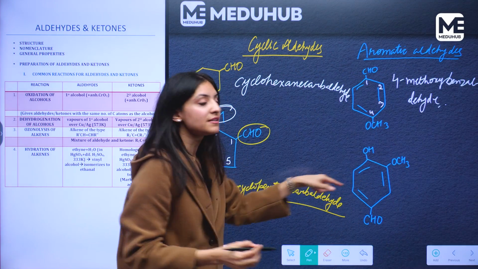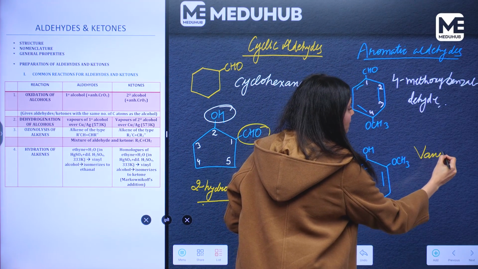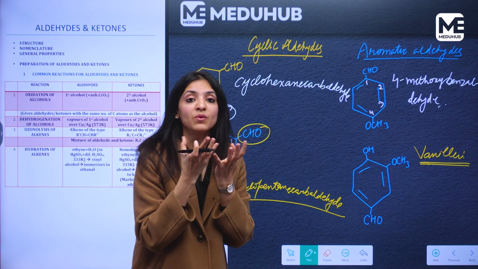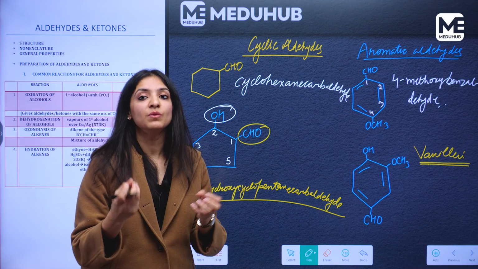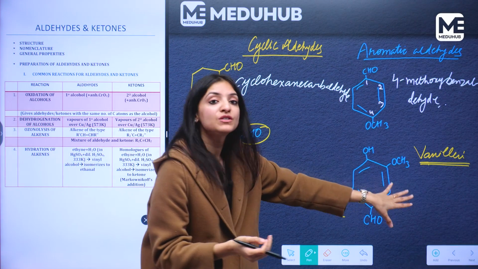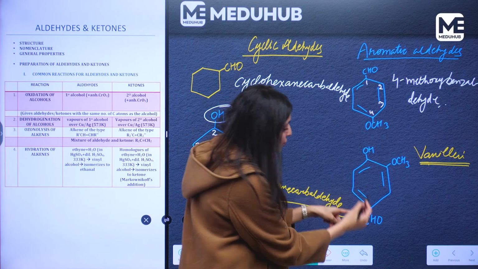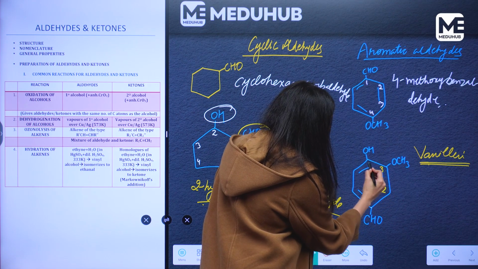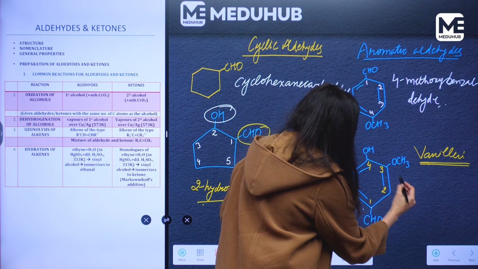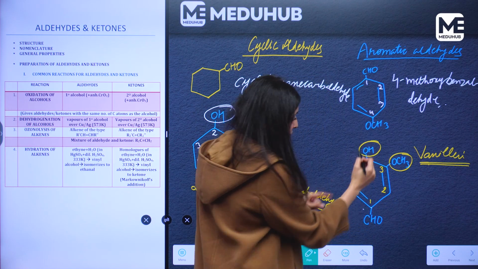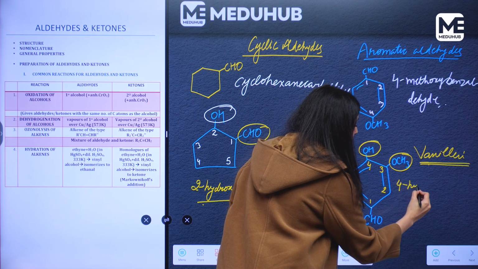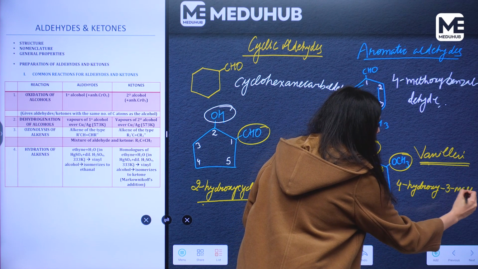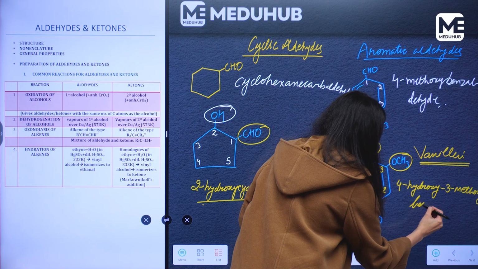Here, the common name of this compound is vanillin. This is obtained from vanilla beans. The smell you get when you smell vanilla beans, vanilla ice cream or vanilla essence that you add in cakes, it is because of this benzaldehyde here. So, the aldehyde group is at this carbon. So, this will be carbon 1, 2, 3 and 4. This will be a methoxy group. This will be a hydroxy group. So, it will be called 4-hydroxy-3-methoxy benzaldehyde.